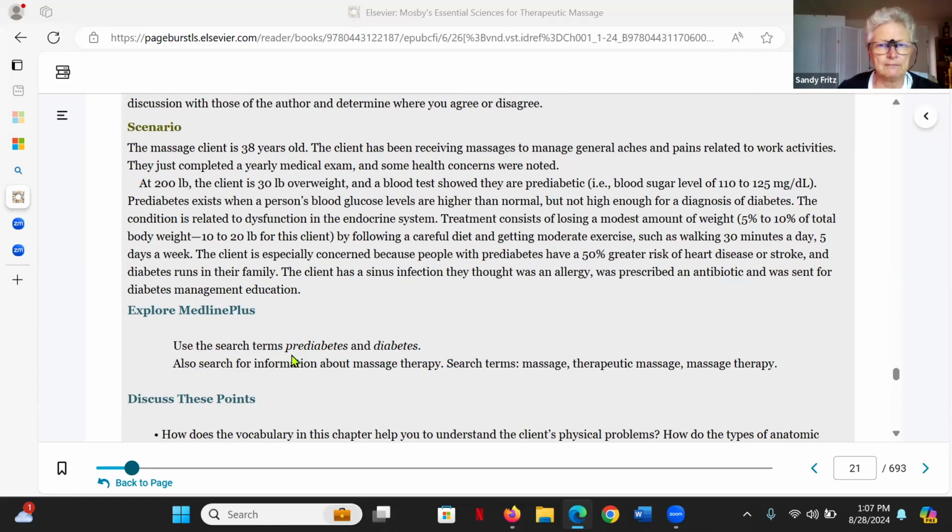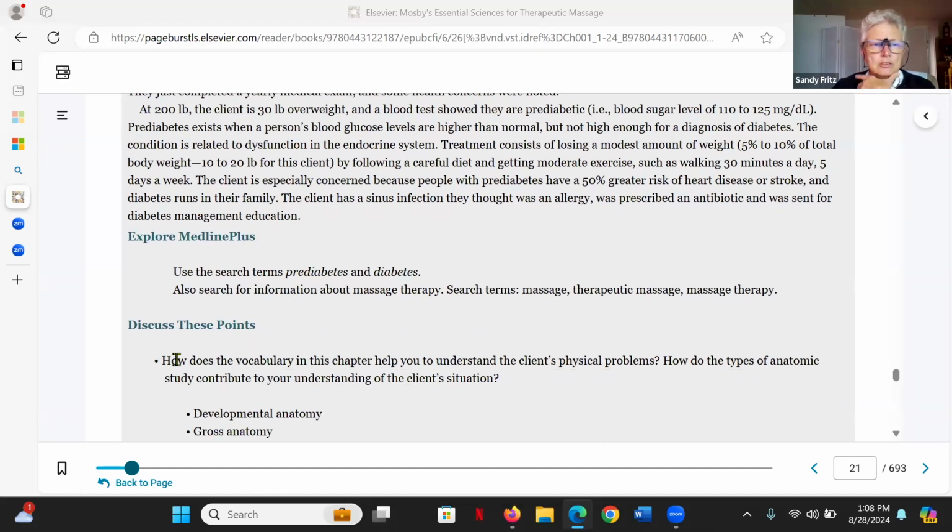So I've given you the search terms, prediabetes, diabetes, and then also search terms, massage, therapeutic massage, massage therapy. And then even better, you would go massage, therapeutic massage and pre-diabetes, or massage therapy and diabetes. And then the search engine will connect the two.